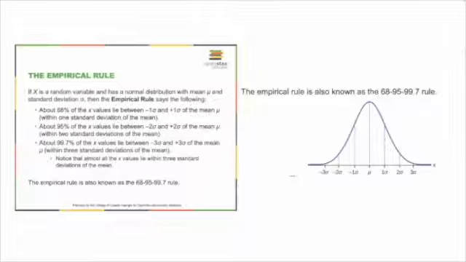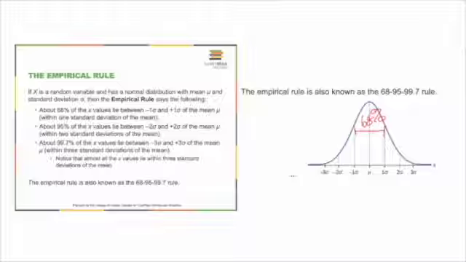The empirical rule, which I believe we've already talked about, is also known as the 68, 95, 99.7 rule. About 68% of the data values lie within 1 standard deviation of the mean. So in our picture here, 1 standard deviation below to 1 standard deviation above the mean is 68% of the data.